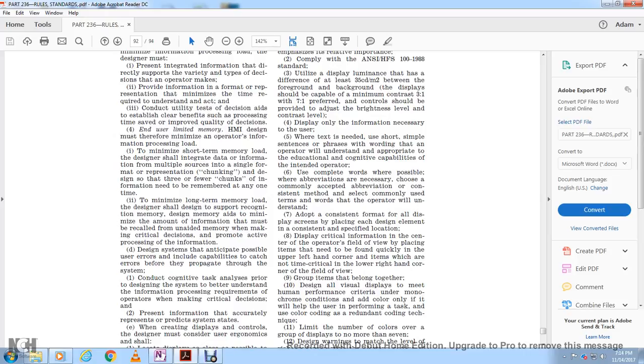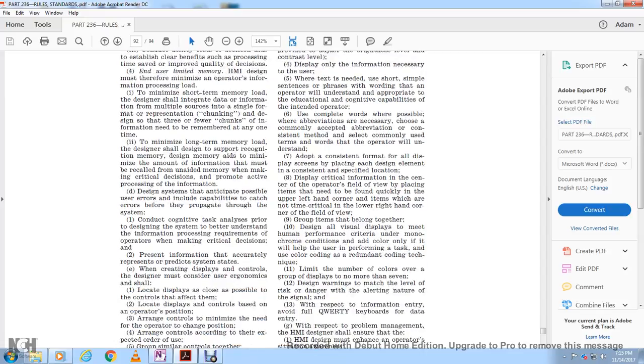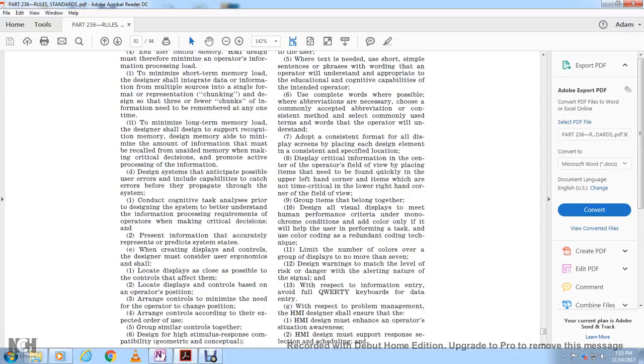Display critical information in the center of the operator's field of view. Place items that need to be found quickly in the upper left-hand corner, and items which are not time critical in the lower right-hand corner of the field of view. Group items that belong together. Design all the visual displays to meet the human performance criteria under monochrome conditions, adding color only if it will help the performer's task, and use color coding and redundant coding techniques. Limit the number of colors over the group of displays to no more than 7.